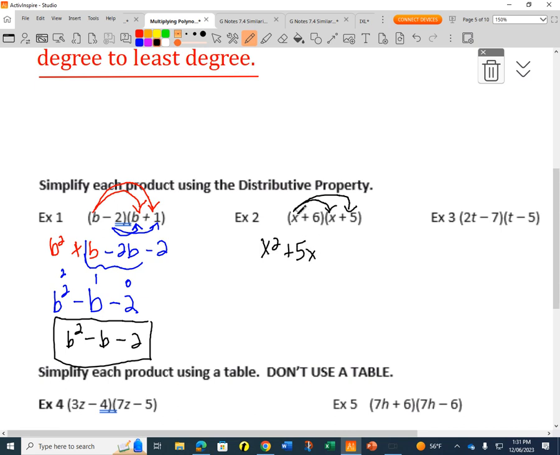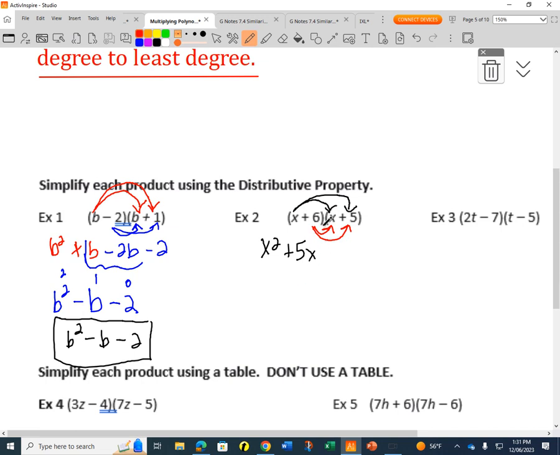We take that x and multiply it by everything in that parentheses. We used the distributive property one time. We distributed that x to everything in the other parentheses. Now we're going to let this 6 also get multiplied by everything. So now we're going to use the distributive property there. That's what we call the double distribution.